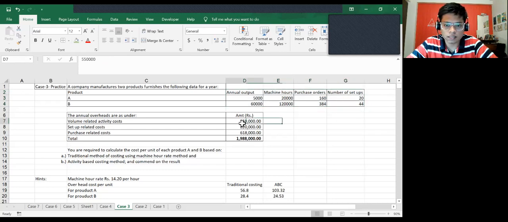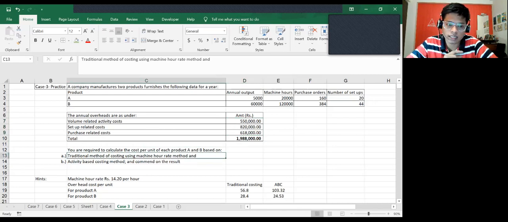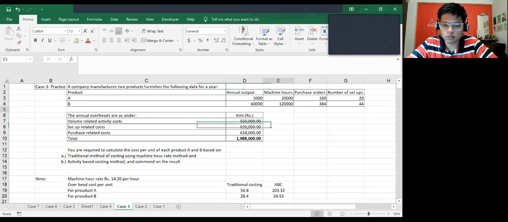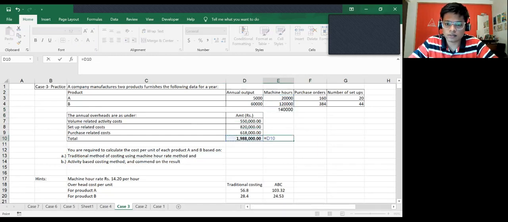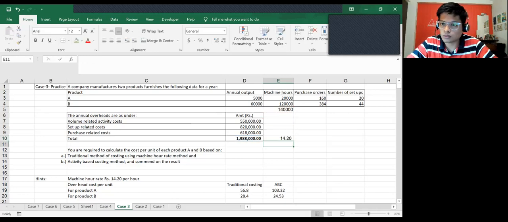Three annual overhead costs are given, and I'm told to do the traditional costing as well as activity-based costing. Traditional costing says it's using the machine hour rate to allocate this entire cost, and the machine hour rate is 14.20. How is 14.20 calculated? The total overhead is 14,000, and if you divide this by the total machine hours, it comes to 14.2. That's how the 14.2 is calculated.